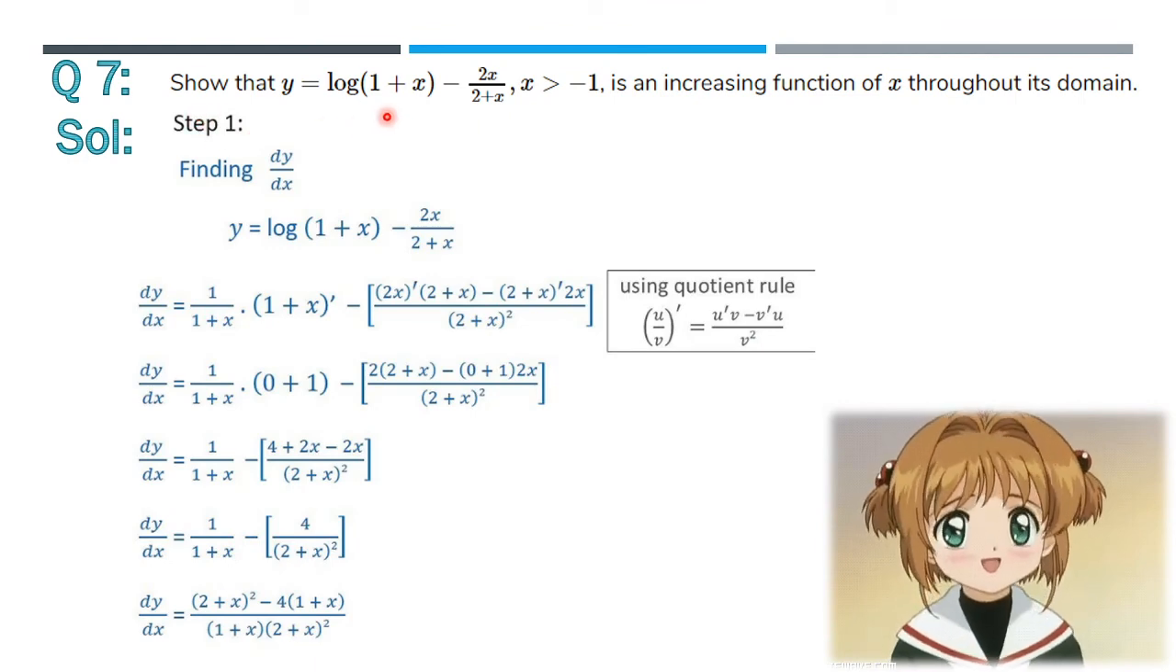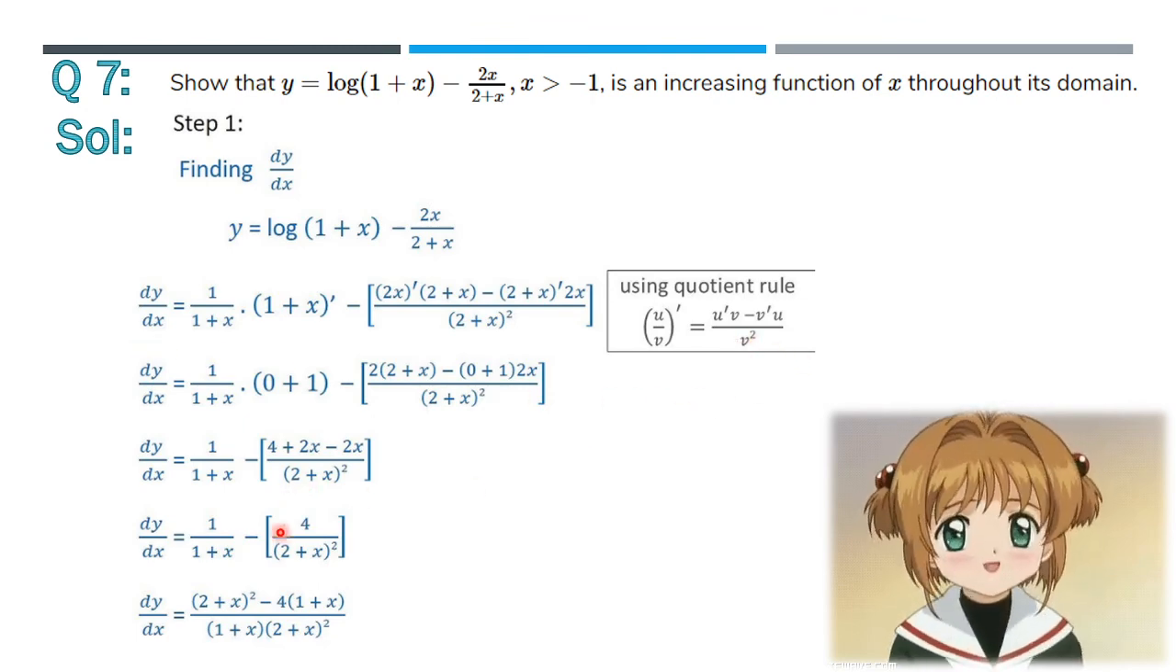Now question number 7, a good question. Y is equal to log of 1 plus x minus 2x upon 2 plus x, x greater than minus 1, is an increasing function of x throughout its domain. Y is given. First of all, let's calculate dy by dx. I hope you all know how to find dy by dx now.